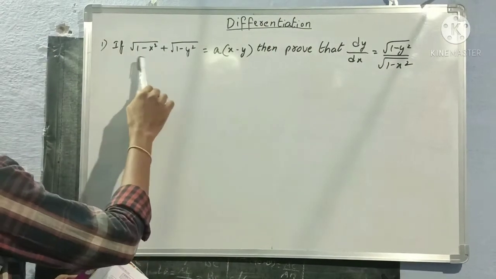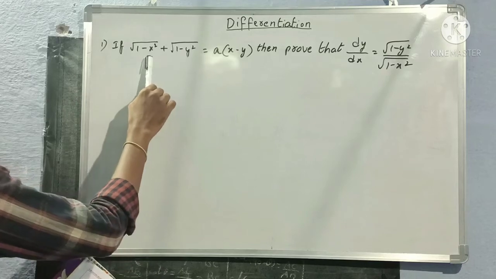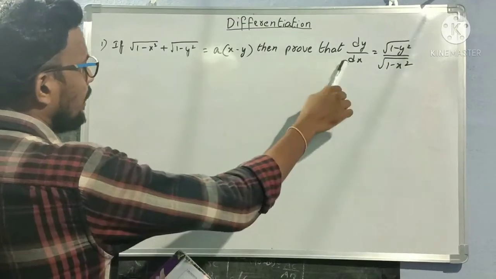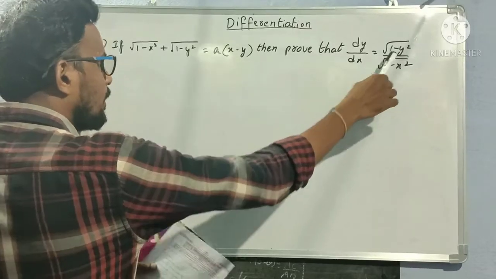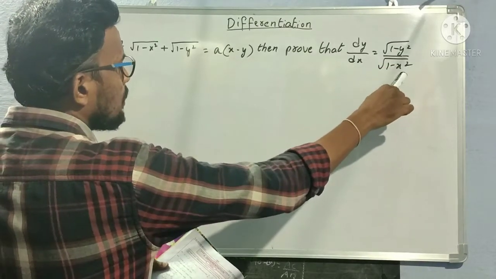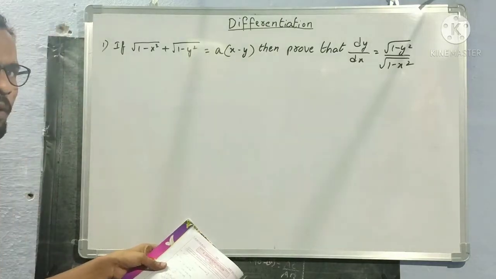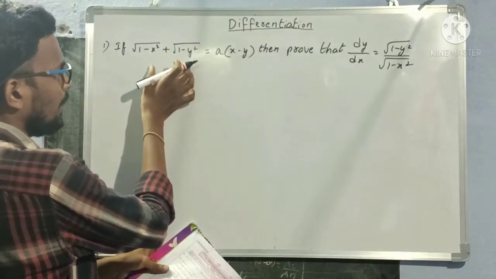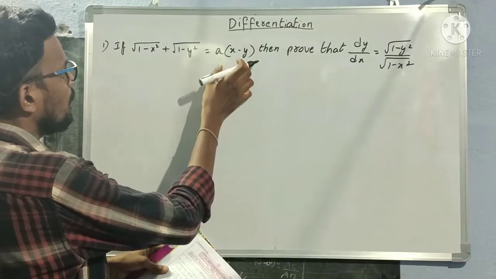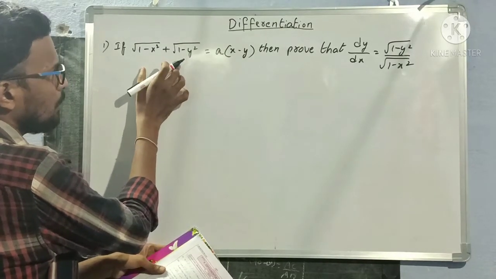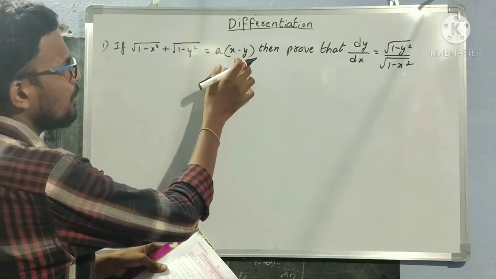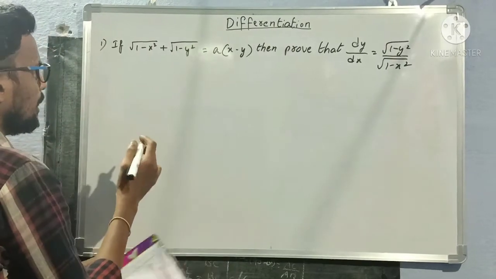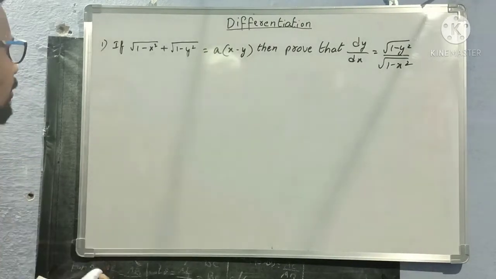Given square root of 1 minus x square plus square root of 1 minus y square is equal to a into x minus y. Then we have to prove that dy by dx is equal to square root of 1 minus y square by square root of 1 minus x square. Here we cannot differentiate directly, so for that we need to take some trigonometric functions.